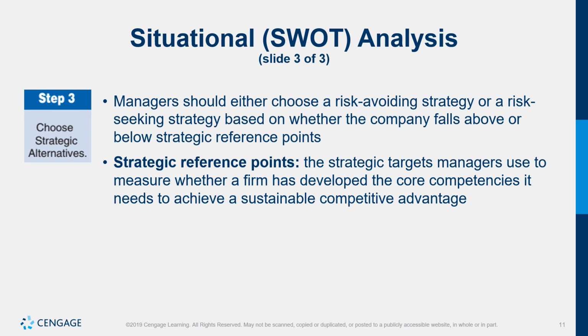The last step in creating a strategy is to choose strategic alternatives that will help the company create or maintain a sustainable competitive advantage. According to strategic reference point theory, managers choose between two basic alternative strategies. Strategic reference points are the strategic targets managers use to measure whether a firm has developed a core competency it needs to achieve a sustainable competitive advantage.